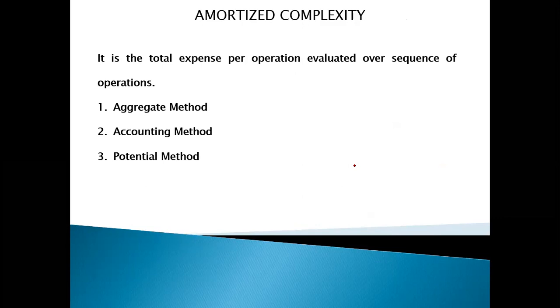Amortized complexity is next. Amortized complexity counts the total expense for an operation evaluated over a sequence of operations. Here we are going to calculate the cost value for each and every operation. For this, three types of methods are there. One is the aggregate method, the second is the accounting method, and the third is the potential method. These are the three methods for amortized complexity.